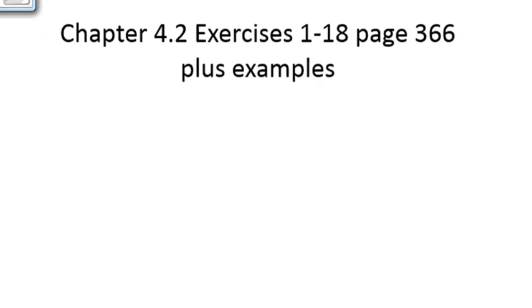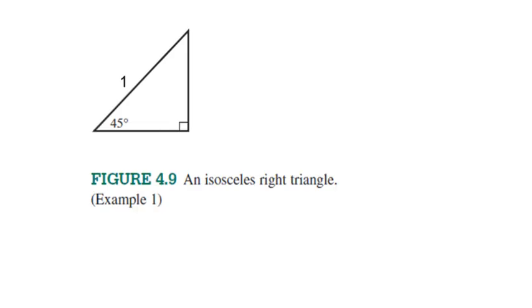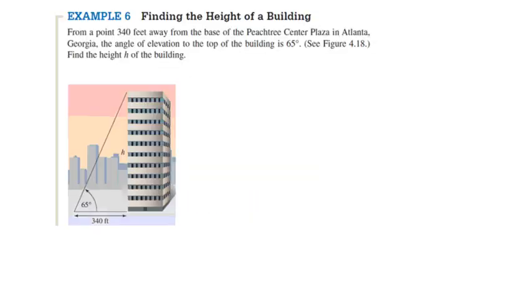Chapter 4.2, exercises 1 through 18. Section 4.2 in our book has to do with finding trigonometric functions using trigonometric functions of acute angles. And so I'm going to go right to the exercise set and just kind of flip through these examples quickly.